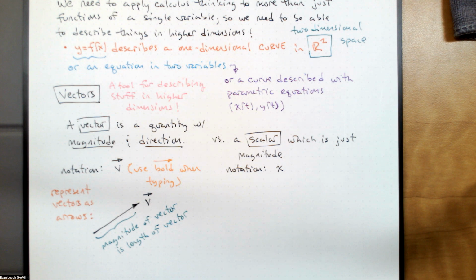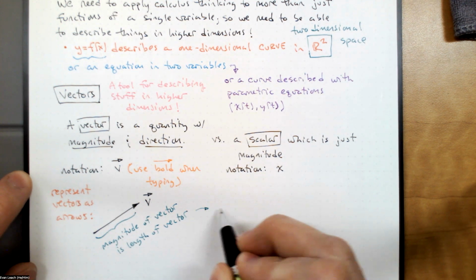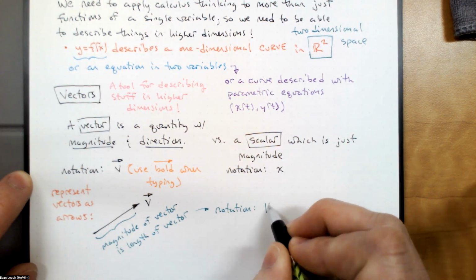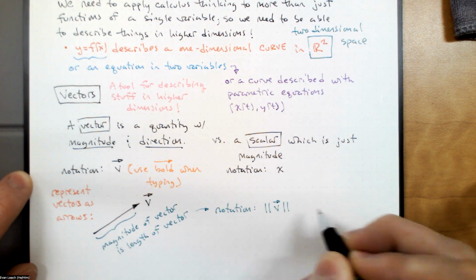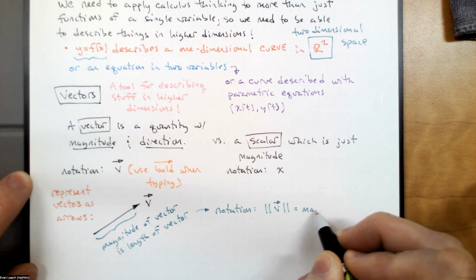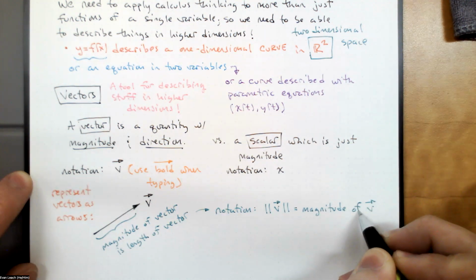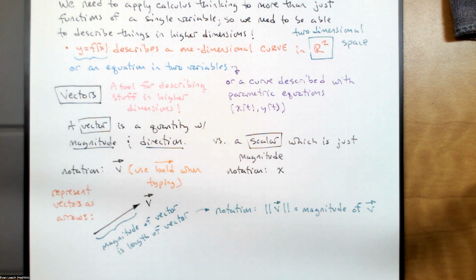The notation, because we have notation for everything, this is a math class, we have a notation for everything. The notation for the magnitude of the vector is to put it in norm, which is a double absolute value sign. So our notation for magnitude is a double absolute value sign around the name of the vector. Note that the magnitude is just a length. The magnitude is a scalar.